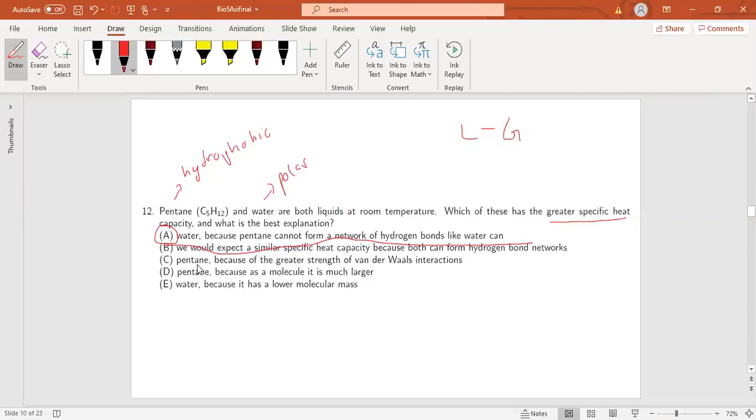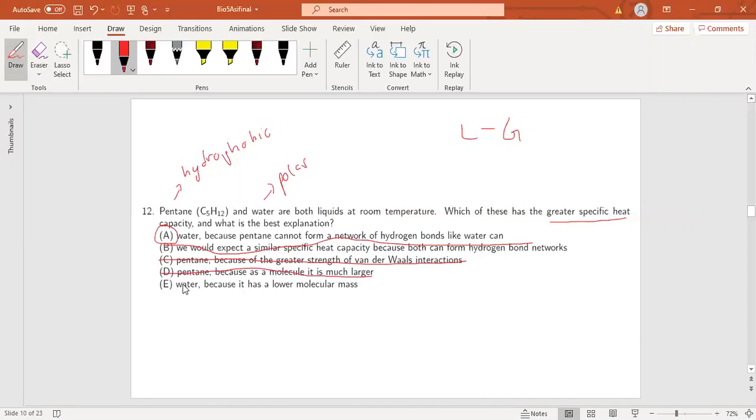C, pentane, because of greater strength of van der Waals. Hydrogen bonds overpower van der Waals. They're a lot stronger, so it wouldn't make sense to call van der Waals stronger. So C does not sound right. D, pentane, because as a molecule, it is much larger. Well, in this case, size does increase van der Waals interactions. However, hydrogen bonds are still a lot stronger, and in this case would overpower. So D is not right as well.